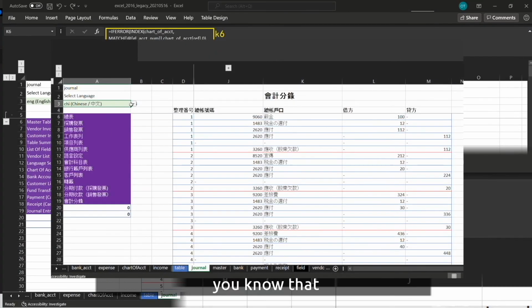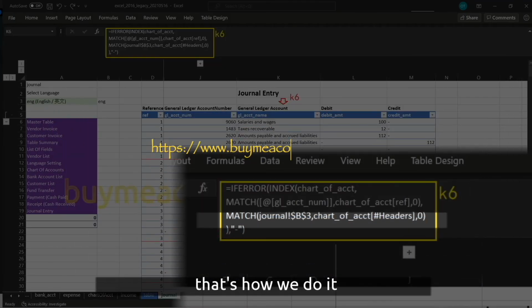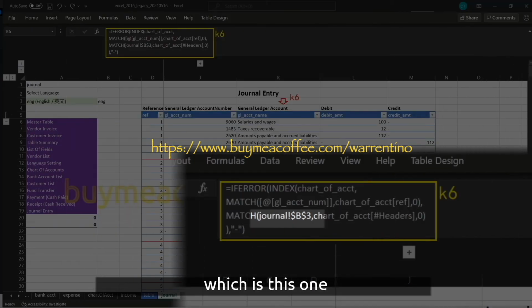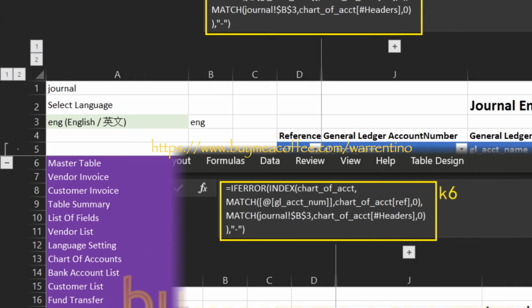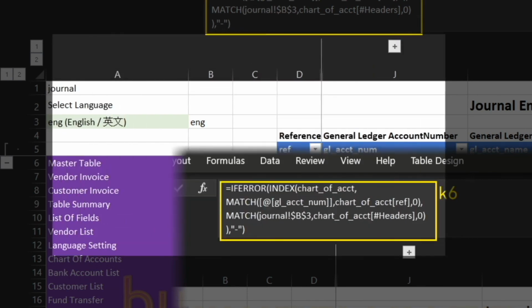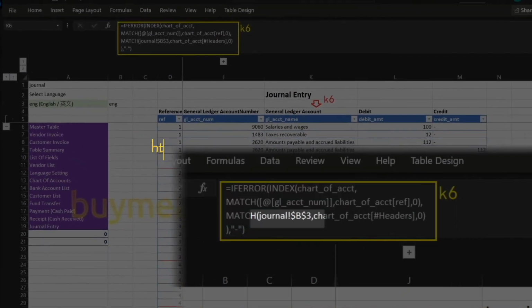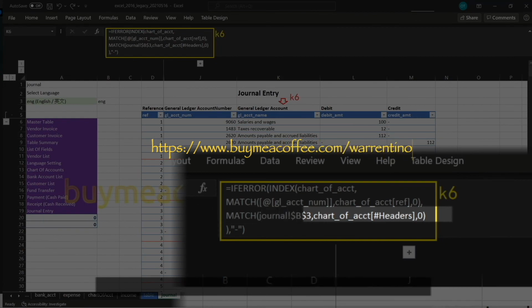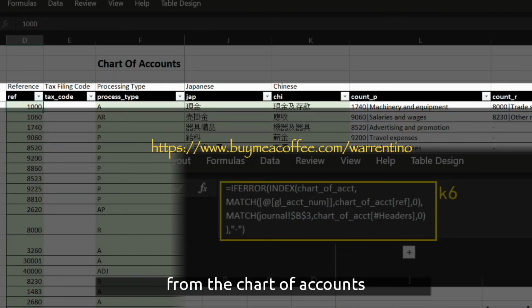You know that we can switch the display language. That's how we do it. We use the journal's language cell, which is this one, to match to the column head from the chart of accounts.